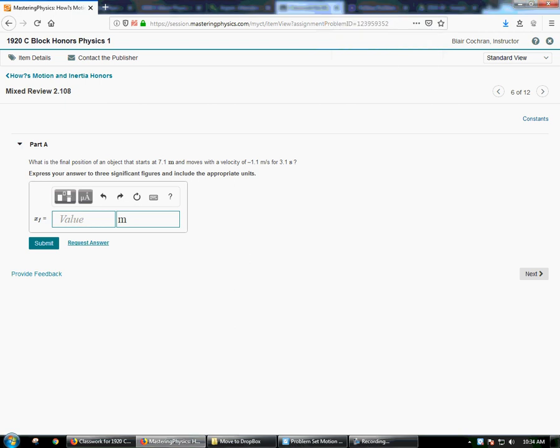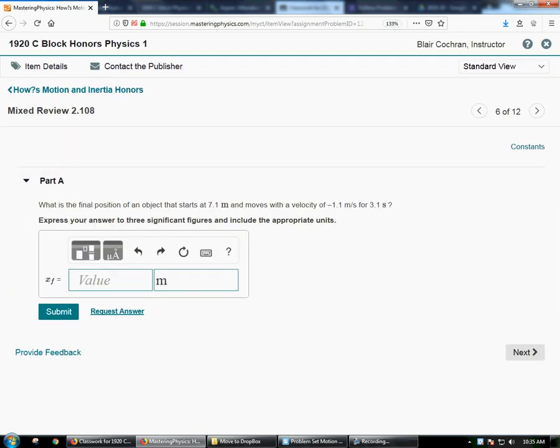Alright, so we're looking at number 6 here on this assignment, with the final position of an object that starts at 7.1 meters. I'm going to make this a little bit bigger. I don't know about you guys, but it looks small to me. It moves with a velocity for 3.1 seconds, and they give me a negative direction on that velocity. They've already included the units here that they'd like it in meters.